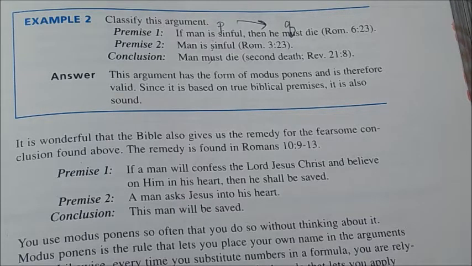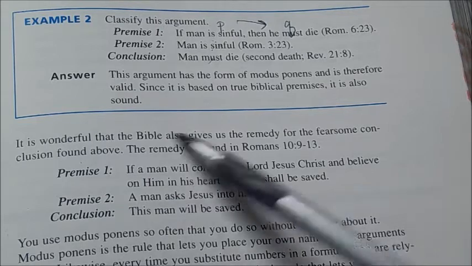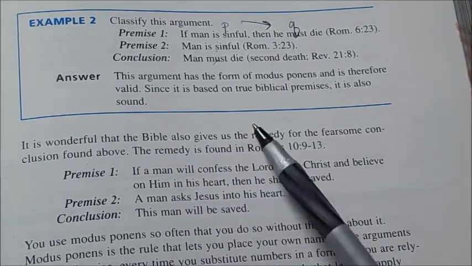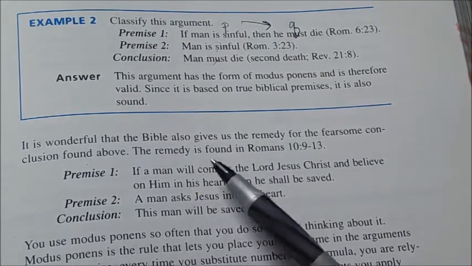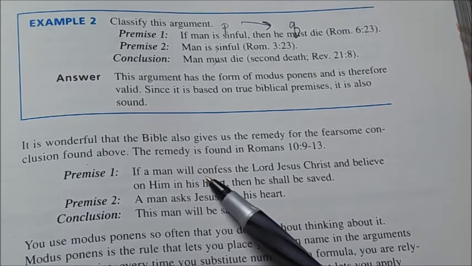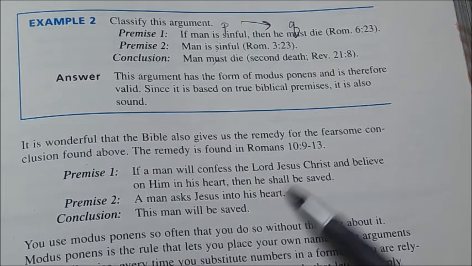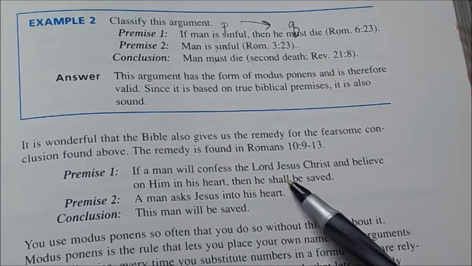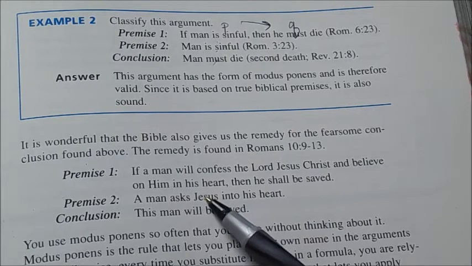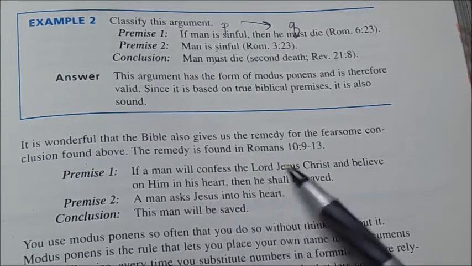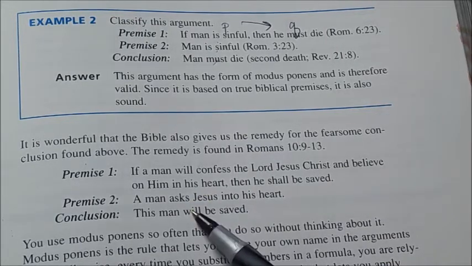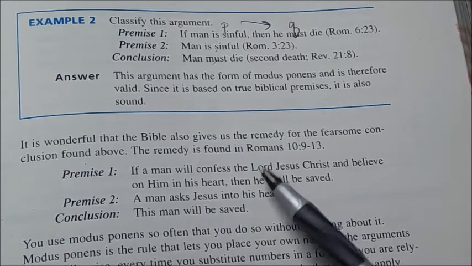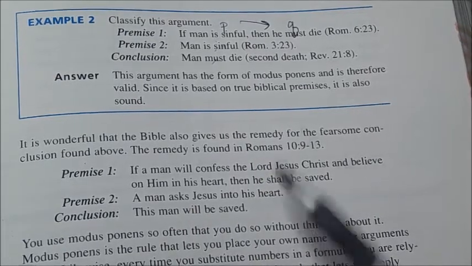We're going to look at, we can read this. It is wonderful that the Bible gives us a remedy for the fearsome conclusion found above. The remedy is found in Romans 10, 9 through 13. So here's an if-then statement. If a man will confess the Lord Jesus Christ and believe on him, then he shall be saved. So if P, then Q. So the next statement is just P. If a man will confess the Lord Jesus Christ and believe on him in his heart. So that would say P. The man asked Jesus into his heart. The next statement is Q. It was if, then, if P happened, Q happened. That's how it works. You can reduce that to symbols and see that also.